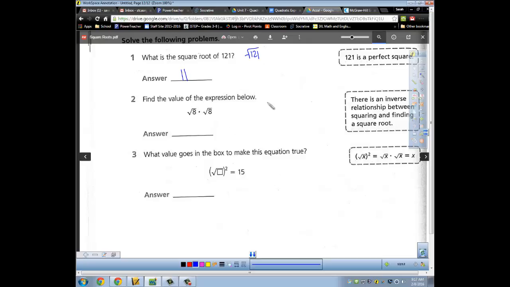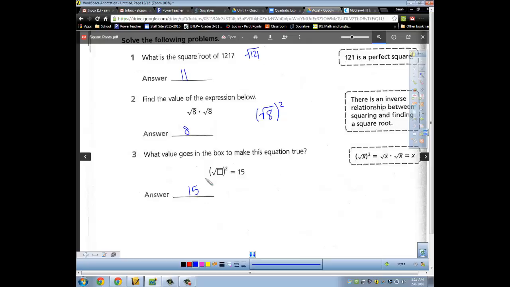Next, square root of 8 times square root of 8. Well, that means square root of 8 squared. Square root and the exponent 2 cancel each other out to get 8. Number 3, what's the square root of some number squared? It's going to be 15. Well, I know that the square root and the exponent cancel each other out to get what's left on the inside, so that's going to be 15 since my answer is 15.